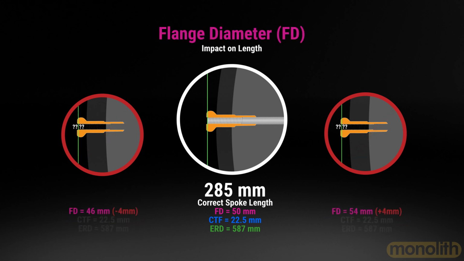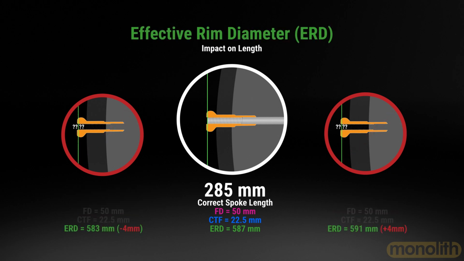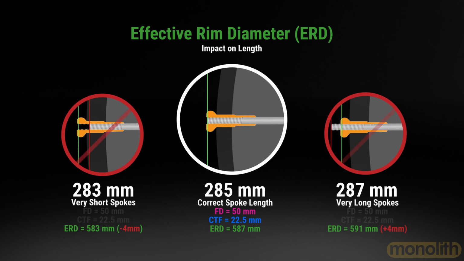If flange diameter is off by 4 millimeters, another serious measurement error, our resulting spoke length changes just over half a millimeter. While this is an important measurement, such an error is unlikely to cause a wheel building failure from spoke calculation. If ERD is off by 4 millimeters, spoke length is off by 2 entire millimeters. That's significant and could fail the wheel build, wasting time and resources.